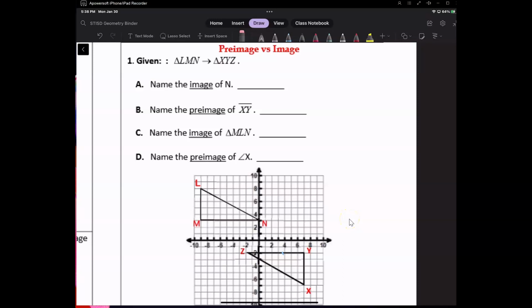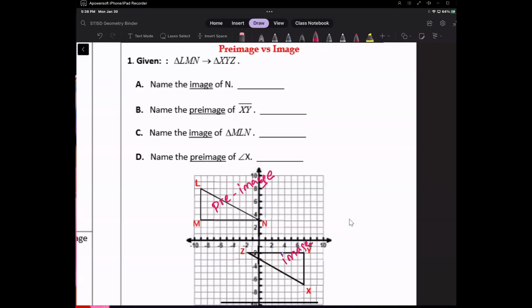Good afternoon. I am going to do the lesson on translation. There's some vocabulary words that I want to discuss with you. First, this is your pre-image. And this is your image. The difference between the two is the pre-image, you can say it's the before, and the image is like the after. So for example, for A, it says name the image of N.